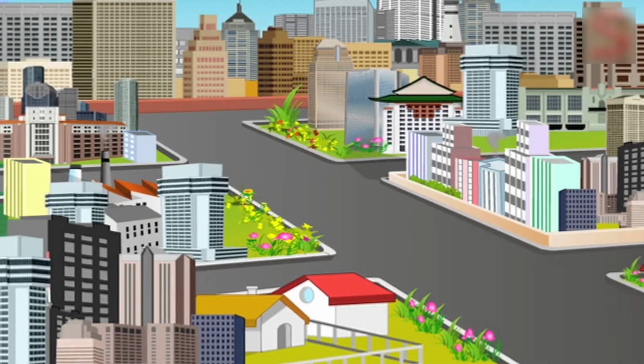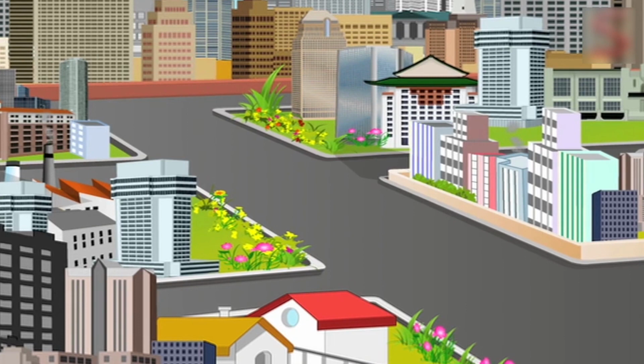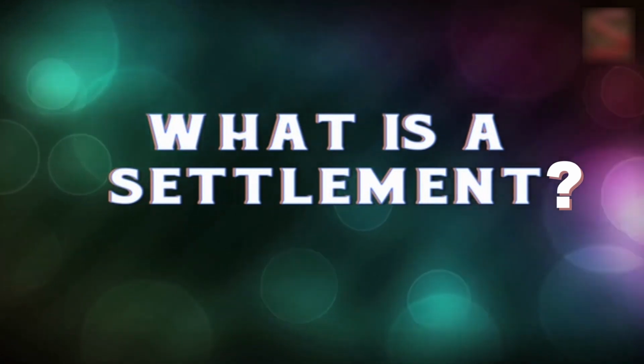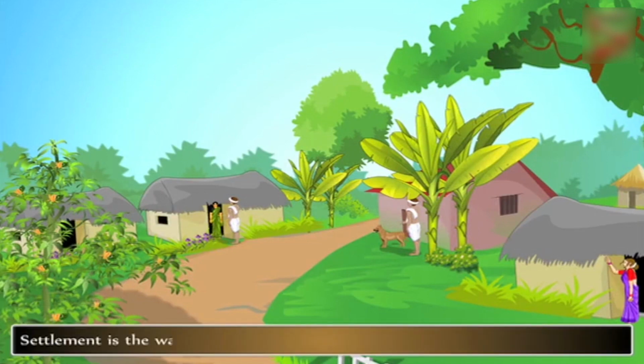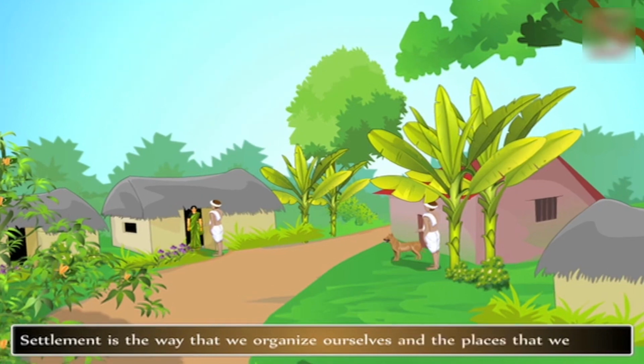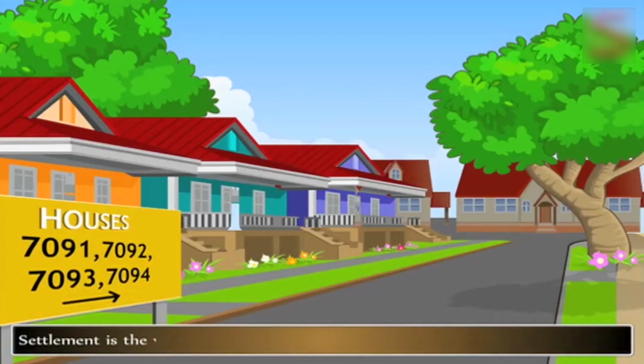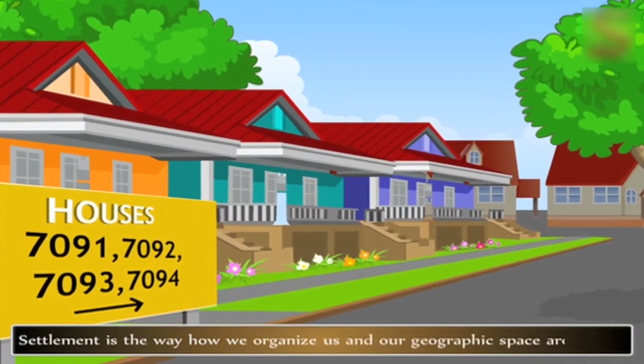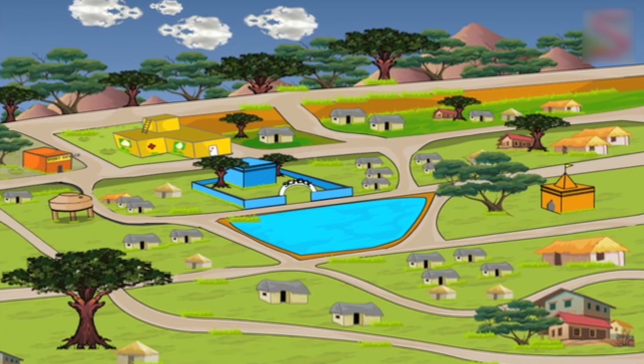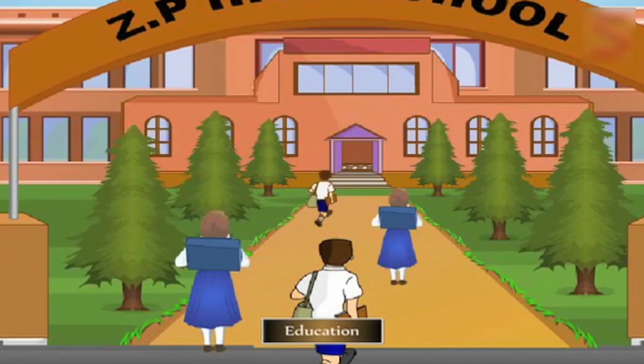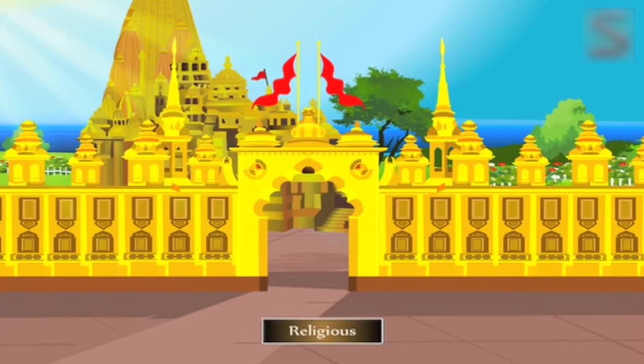You will also see that the roads, buildings, houses are organized in some or the other way. So that gives you the answer for what a settlement is. Settlement is the way that we organize ourselves and the places that we live in. In other words, settlement is the way how we organize us and our geographic space around us. The settlements also consist of various kinds of activities, which include education, commercial and religious, etc. So, in today's class, let us find out the various aspects of human settlements around the world.